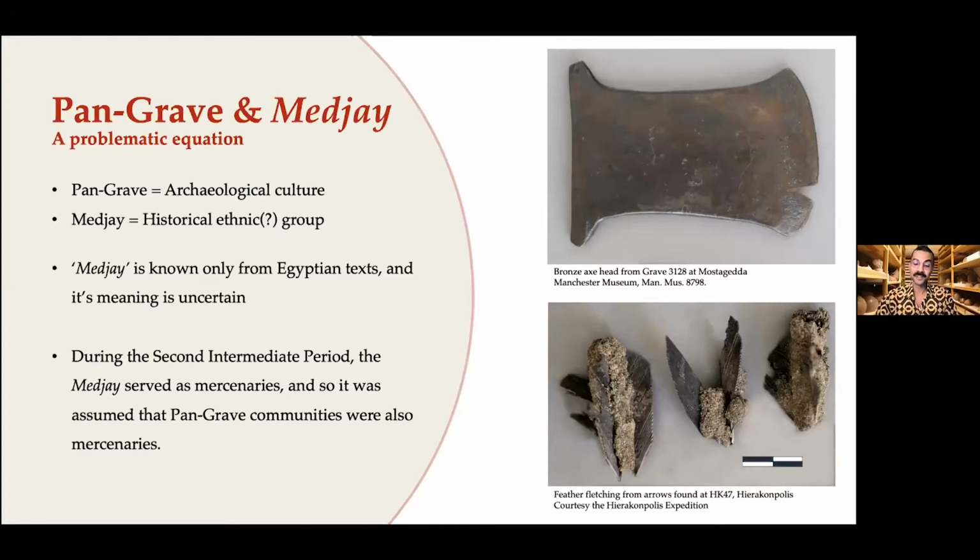While it is possible that some Pangrave individuals or communities might be linked with mercenary service, this doesn't necessarily mean that they were Medjay, and it certainly doesn't apply to all Pangrave communities or individuals. Only a handful of sites include these Egyptian-made weapons, and very often these weapons are found in the graves of women, children, and even sometimes infants. So we shouldn't automatically assume that the weapons represent soldiers, and therefore we shouldn't assume that Pangrave equals Medjay.